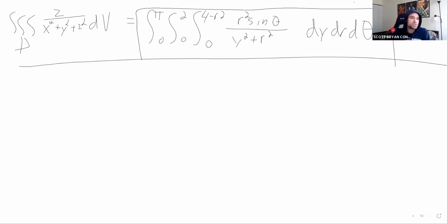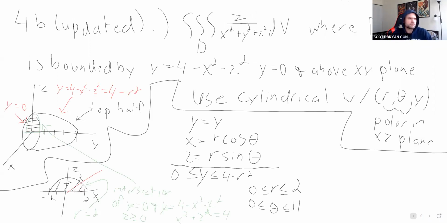But you can also do it about other axes. In this case, our region was symmetrical about the y-axis, or part of a region symmetrical about the y-axis. And we did Y, and then project down to the XZ plane, and then use polar there. And that's essentially what we did here. Any questions about that example?